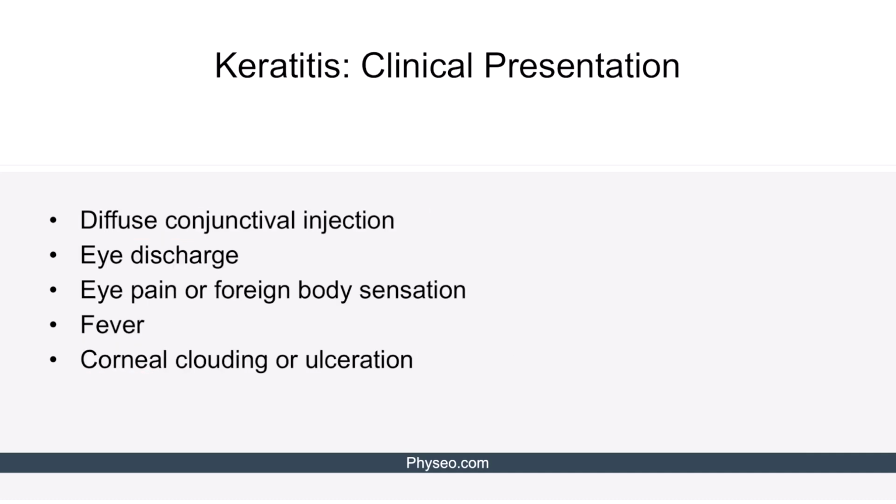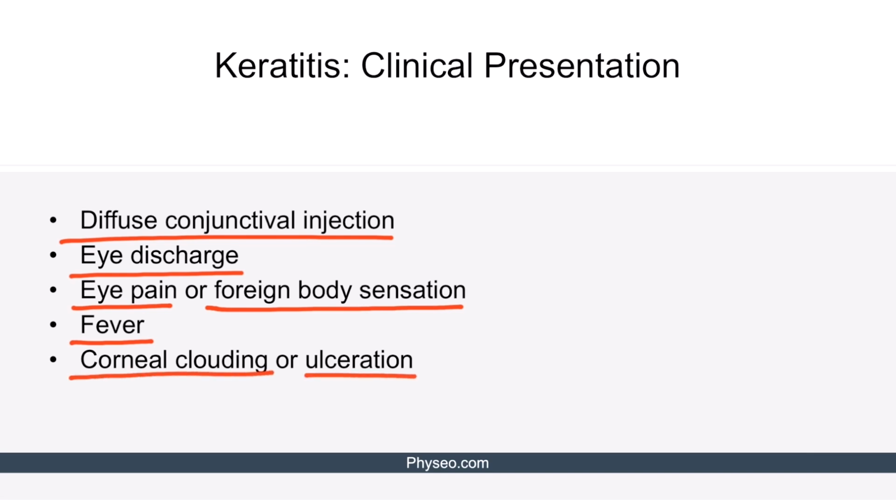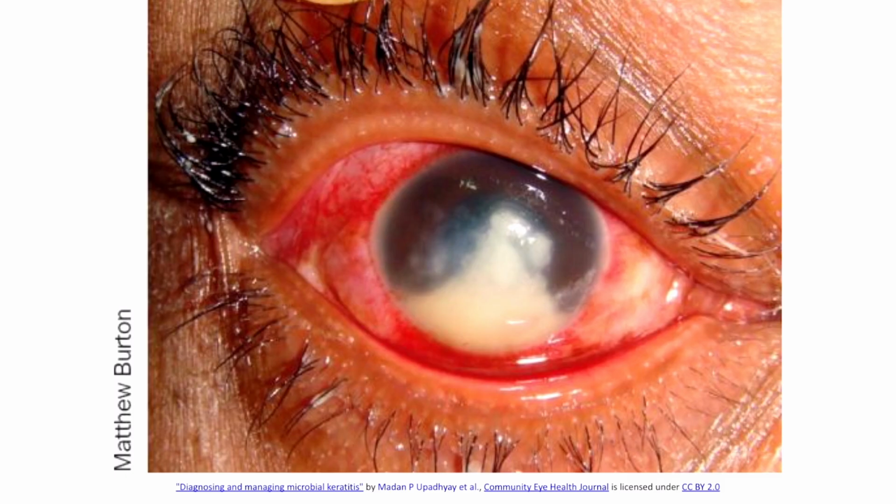The clinical presentation of keratitis is mostly nonspecific and includes diffuse conjunctival injection, eye discharge and pain, and fever. The patient may also complain of a sensation that they have a foreign body in their eye. Corneal clouding or ulceration may be more indicative of keratitis than the other eye infections that we have previously discussed in this lecture. Here you see a photo of a patient with keratitis. Please note the diffuse conjunctival injection evidenced by dilated conjunctival vessels. You can also appreciate this cloudy cornea with decreased transparency. The cloudiness of the cornea is also known as a hypopyon and represents accumulation of suppurative materials in the anterior chamber of the eye.